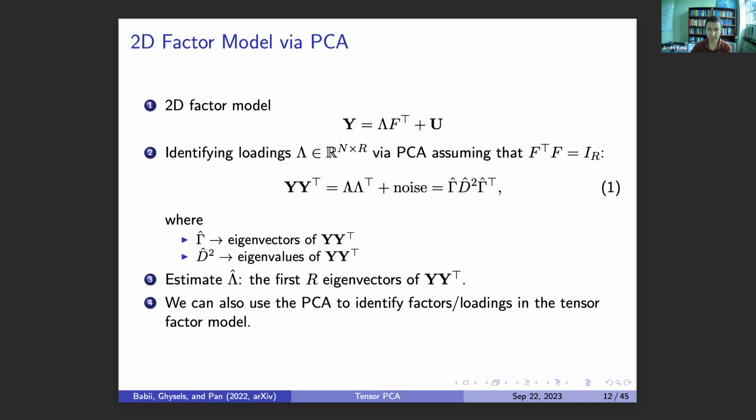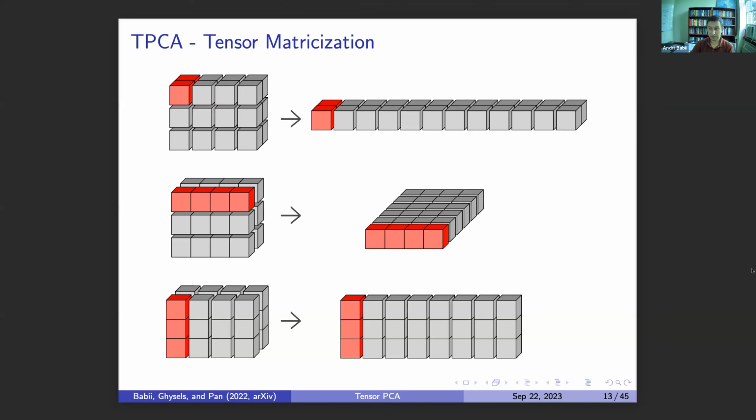So the loadings lambda for the factor model estimated with PCA would be the first R eigenvectors of the sample covariance matrix YY transpose. And now we can also apply this procedure to identify factors and loadings in the tensor factor model. To do that, we will consider unfoldings. So we will matricize the tensor, and tensor matricization or unfolding is an operation that generalizes vectorization of matrices.